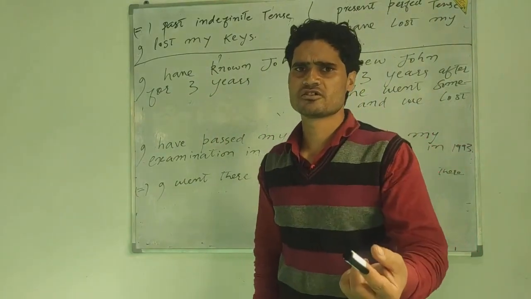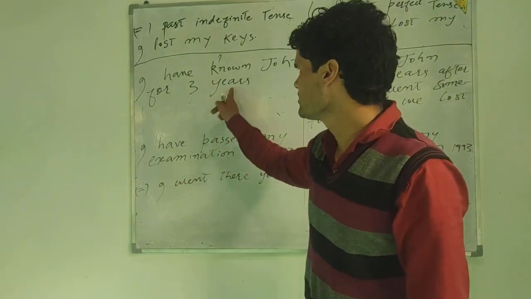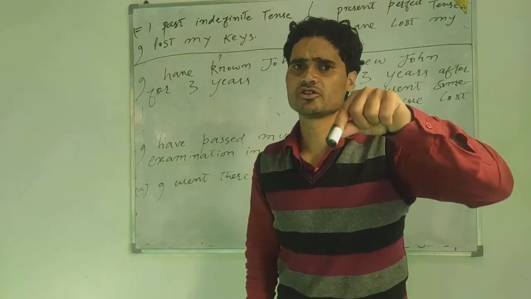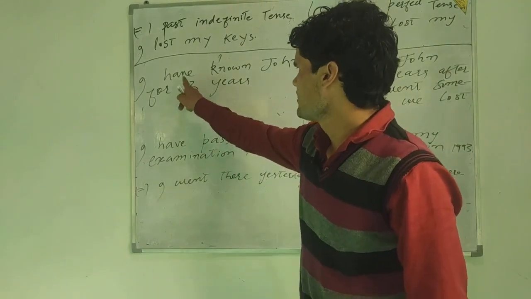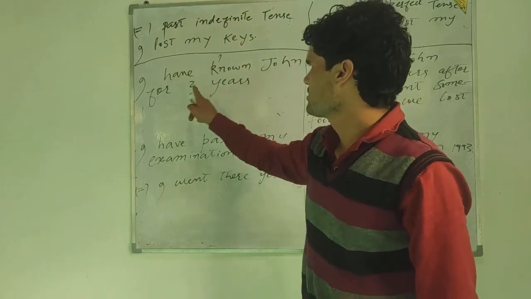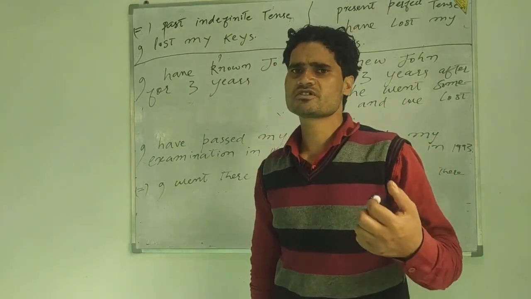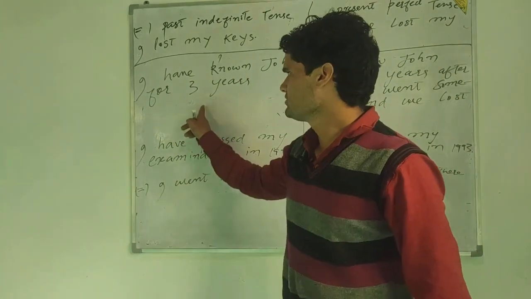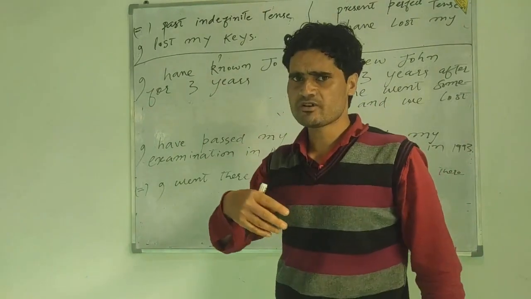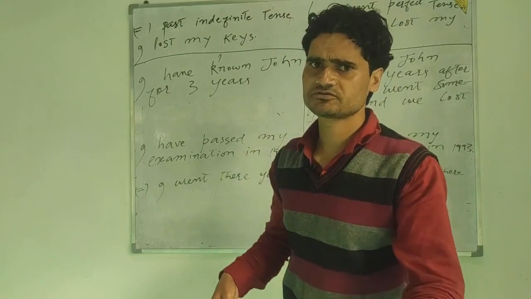I know John for the last 3 years, and I still know him, because it is the present perfect tense. I have known John for 3 years. It means that I knew John before this very moment of time and I still know him.